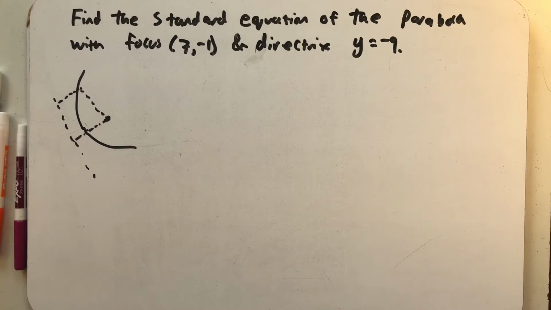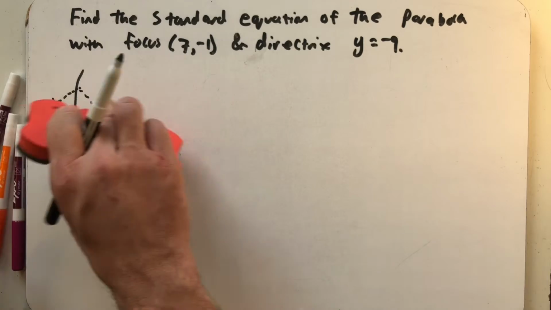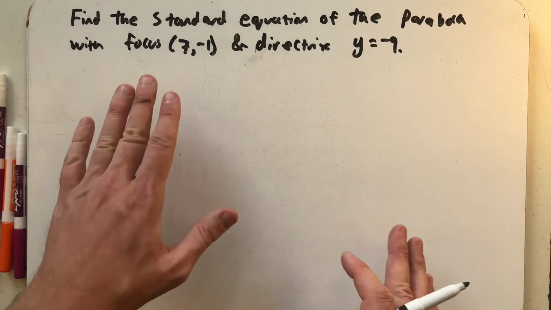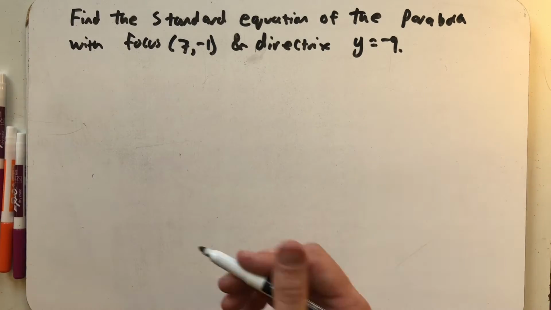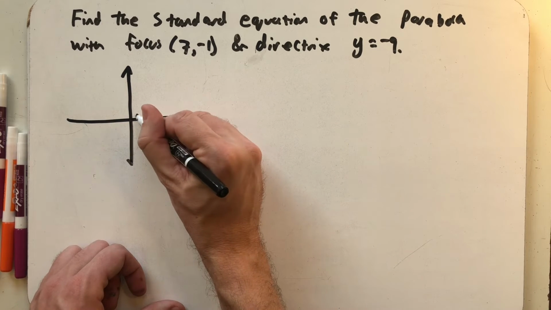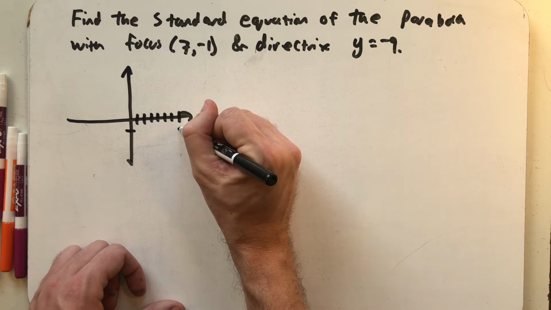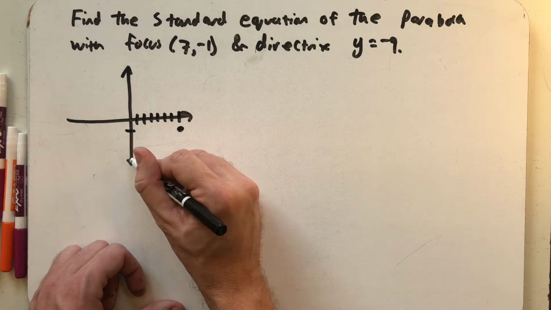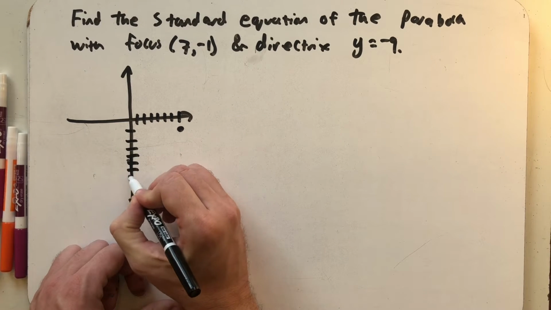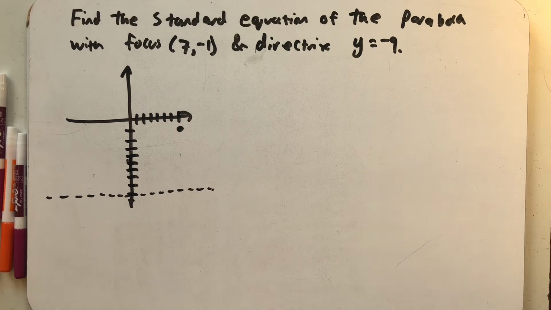So this seems like a reasonable question, right? If the definition only requires a focus and a directrix, we should be able to find this equation. So what I'd like to start by doing is to plot the focus and draw the directrix and see if that gives me any more information. So the focus is here at (7, -1), and then the directrix is below that. I get a horizontal line here at y equals -9.